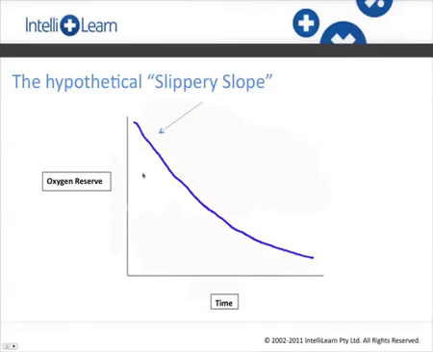The concept of the slippery slope was introduced to me some years ago by a colleague from New Zealand, Professor Jenny Westgate. It's really all about oxygen reserve. If the fetus doesn't have enough oxygen reserve, it does have various mechanisms that it can bring into play to allow its cells to continue to function adequately.